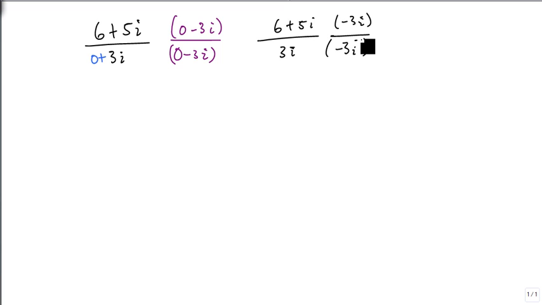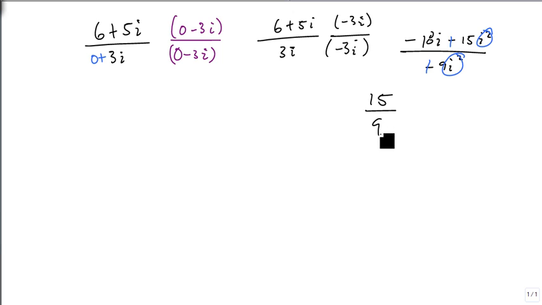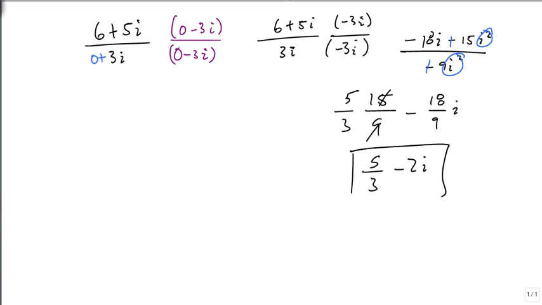So now we just FOIL this, distribute this through, we get minus 18i minus 15i squared all over minus 9i squared. Well, remember the i squareds turn into minus 1, so that changes. So we really have 15 over 9 minus 18 over 9i. Simplify our fractions, we can pull a 3 out. Leaves us with 5/3 minus 2i, and there is our answer. And that's how we rationalize complex numbers, or how we divide complex numbers.